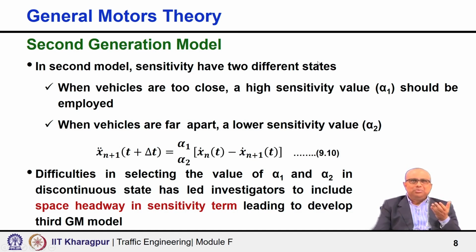So, what was assumed is that when the vehicles are too close, obviously the sensitivity is high, because irrespective of the role of relative speed that remains, you will get a high sensitivity value when the vehicles are too close, and when the vehicles are far apart, a lower value of sensitivity is logical. So, they suggested a formulation like this.